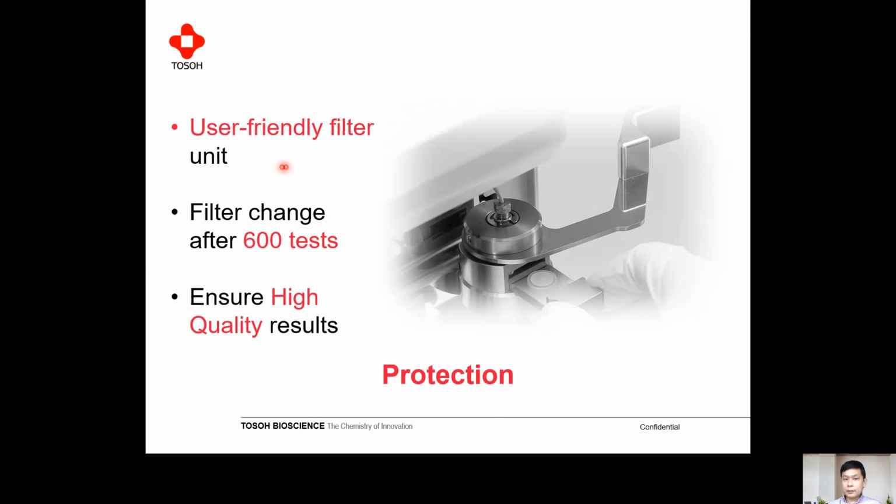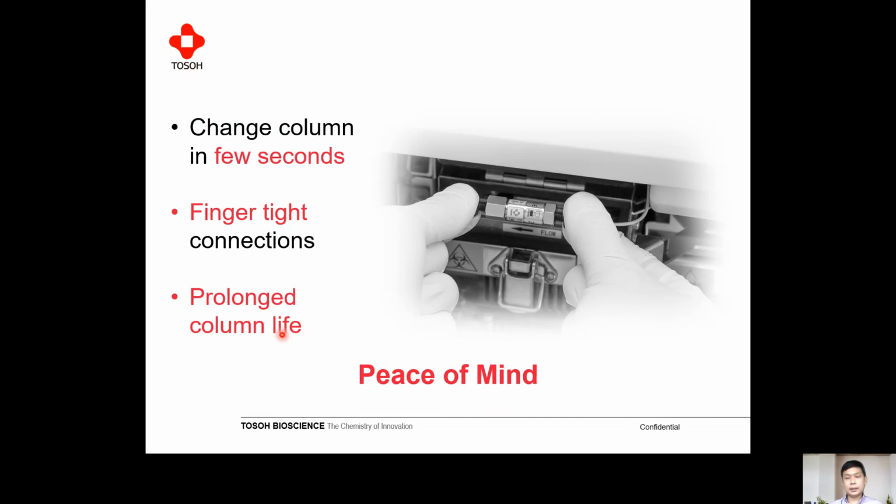We have a user-friendly filter unit. This is our pre-filter, so you just have to open and close the door. It's like a doorknob. You can open and close easily and change the pre-filter after every 600 tests. This is to protect the column from premature failure and ensure high quality results of our separation.